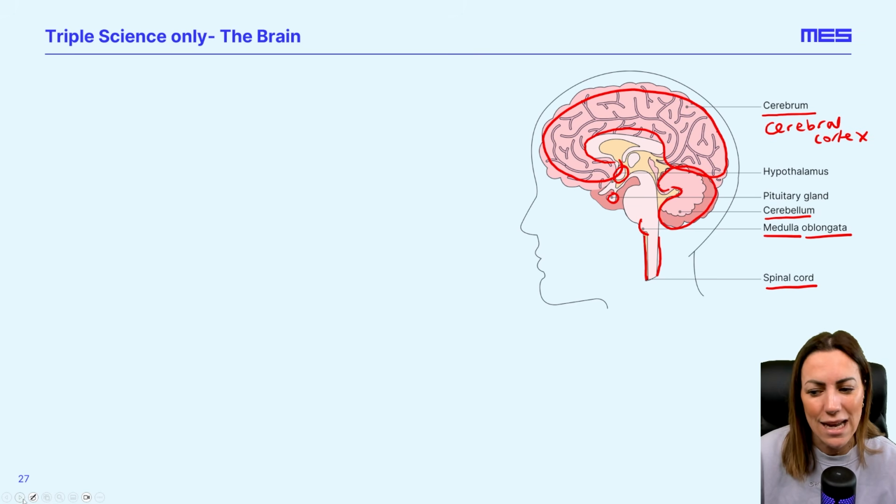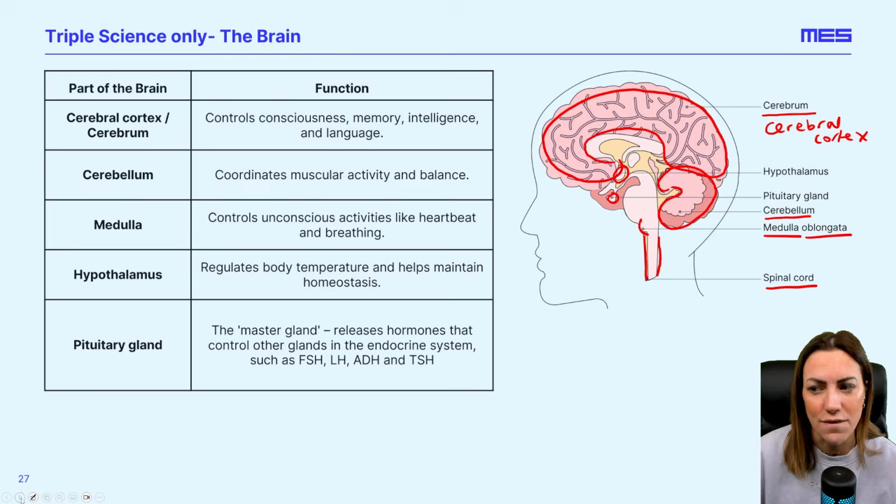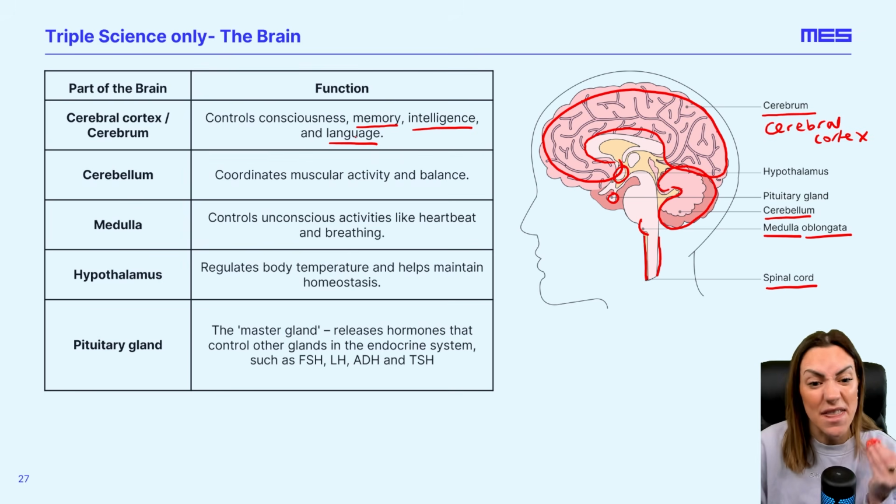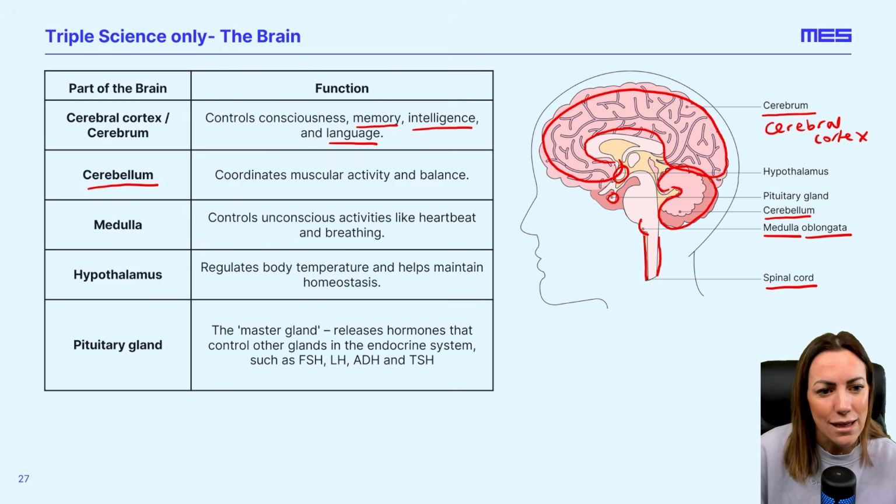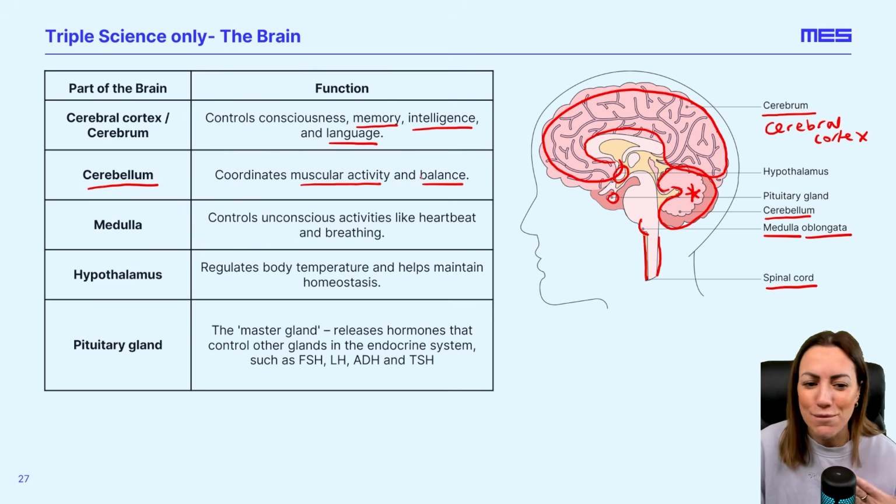Now, once you know how to label it, you need to know the functions of these key parts of the brain. Just really simply, the outer portion of the brain that we call the cerebrum controls your conscious thoughts. So it's involved in memory, remembering things, intelligence, learning a language, things that you have to think about and learn. So when you're studying, when you're watching this video, you are using your cerebrum. The cerebellum, which was the back part of the brain that we spoke about, coordinates muscular activity and balance. So the example I always use is when you're riding a bike, because you're using muscle activity and you're having to balance.